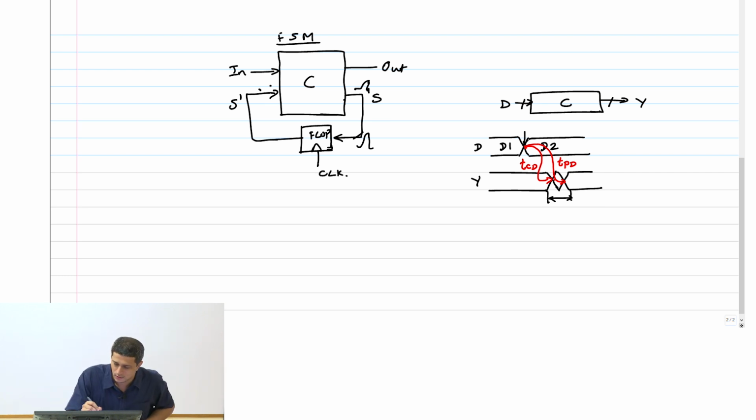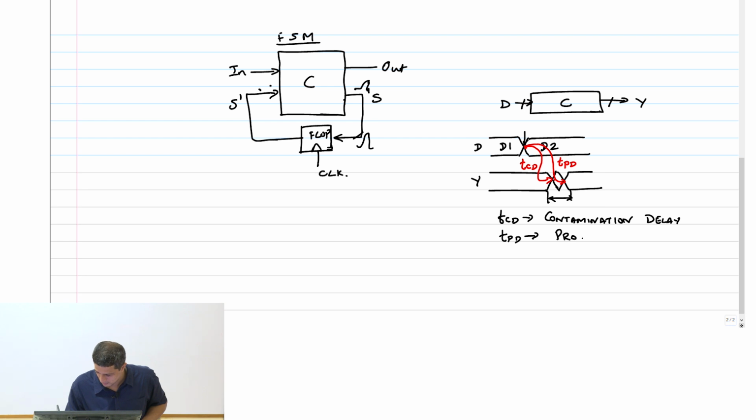So TCD is contamination delay. TPD is propagation delay. Okay, this is a combinational block.